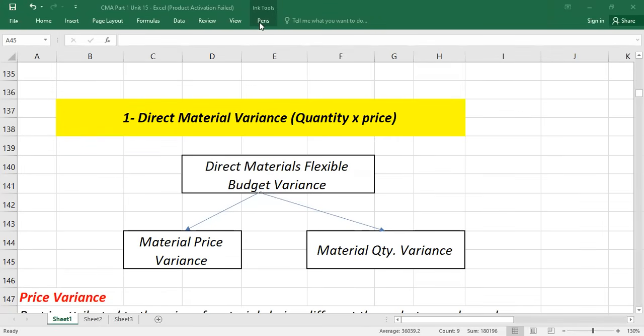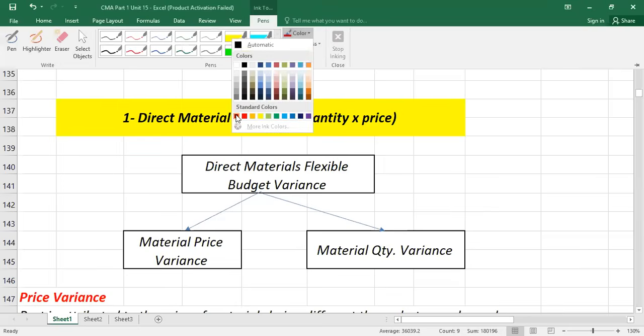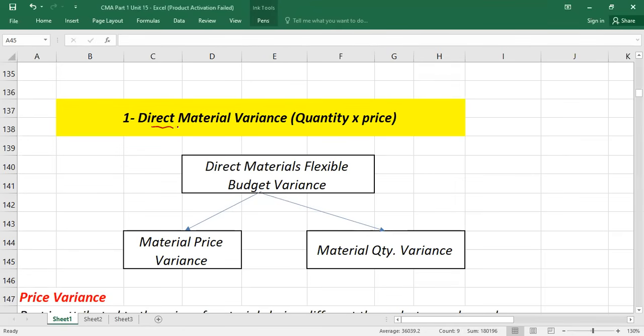Now, guys, we are going to talk about the first variance, which is called direct material variance. It is also called direct material cost variance. To understand the variance, you should remember when you write the cost of material in the cost card. Cost card means where you are calculating the cost of the product. So there you will write cost of material, cost of labor, cost of overheads, variable overheads, and fixed overhead.